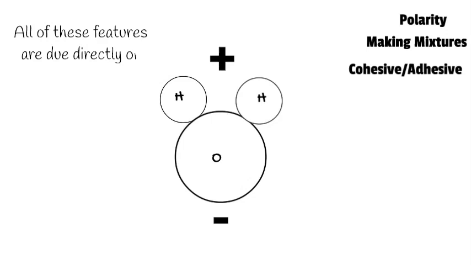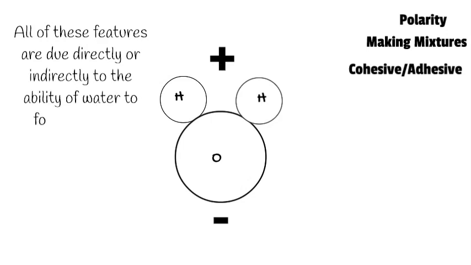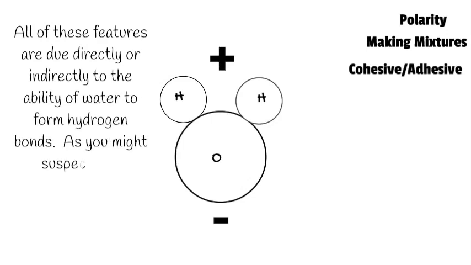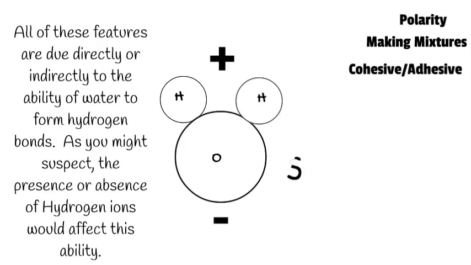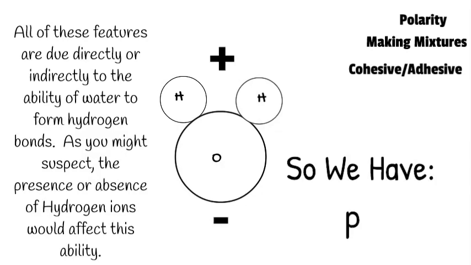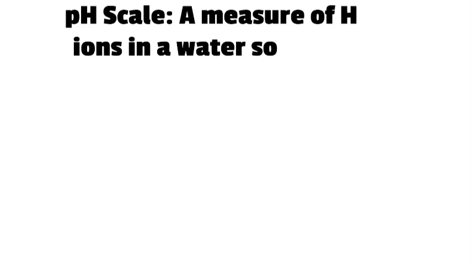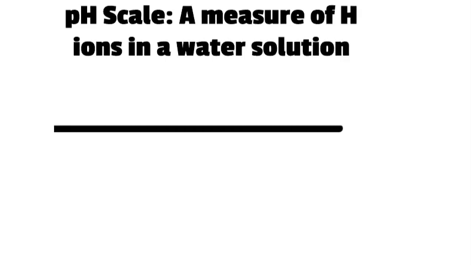So far, most of the special properties are due to the ability to form hydrogen bonds with itself or other things. Those hydrogen bonds are influenced by the number of free hydrogen ions in a water-based mixture. Therefore, a system has been devised to quantify the amount of hydrogen ions in relationship to the amount of hydroxide ions. This system is called pH. The pH scale is a measure of the ratio of hydrogen ions to hydroxide ions. It is not a measurement of just hydrogen ions, but that is a good way to begin thinking about it. It's a negative logarithmic scale.